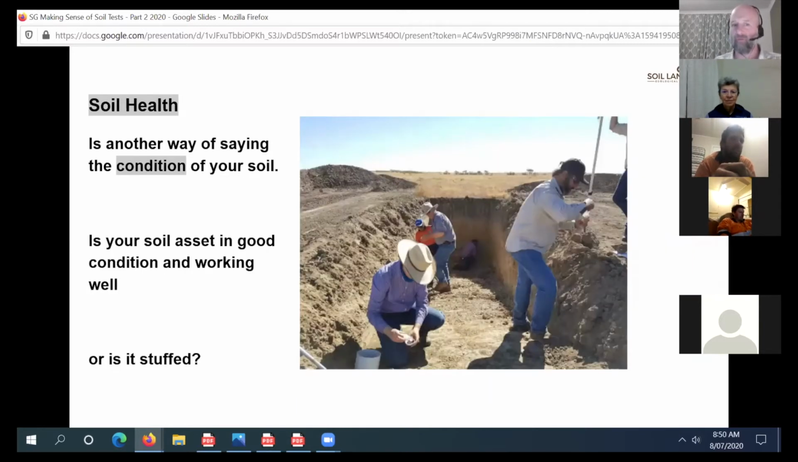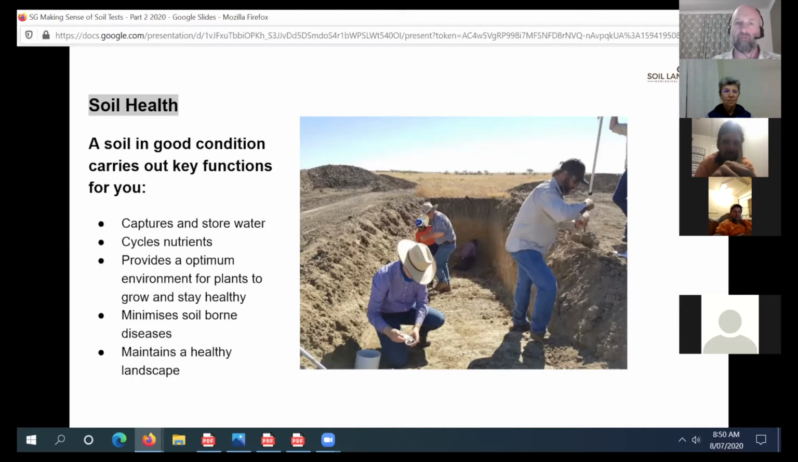Soil health is really another way of saying a soil asset in good condition. So it's not muck and mystery. Sometimes the word's used very broadly, but it means a soil in working order that can do specific jobs for you. Before we get the soil test out, I'm just going to cover really clearly what jobs that soil asset does when it's in good condition.